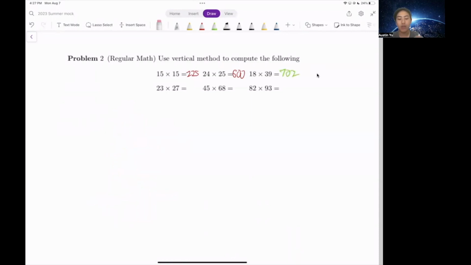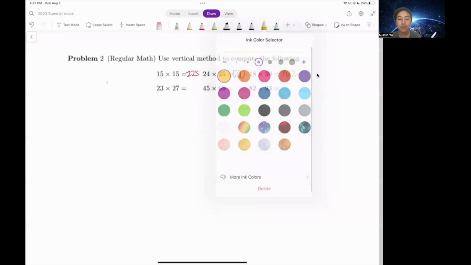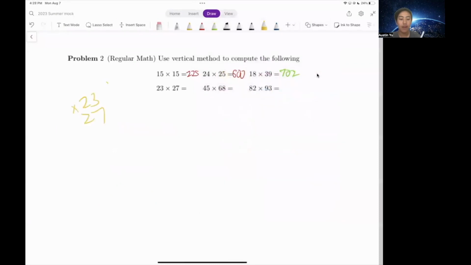And let's do the next one, 23 times 27. We can do 23 times 7 first. 3 times 7 is 21. Carry over the 2. 2 times 7 equals 14. 14 plus 2 equals 16. 27 becomes 20, and then drop down a 0, and 23 times 2 is just 46. When you add these together, 1 plus 0 is 1. 6 plus 6 equals 12. Carry over a 1, and this is just 621.